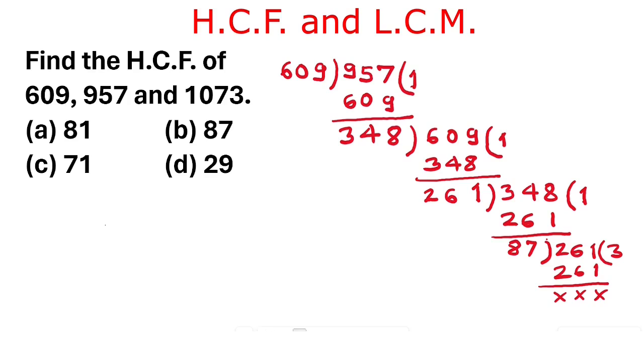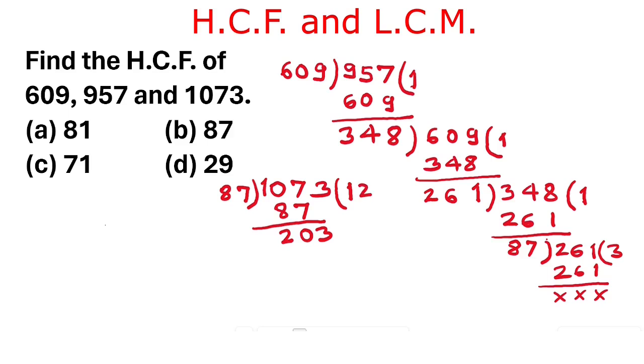Now we divide the third number by 87. We divide 1073 by 87. It divides it for one time. The remainder is 203. 87 divides 203 for 2 times. 2 times 87 is 174. On subtracting, we get 29.